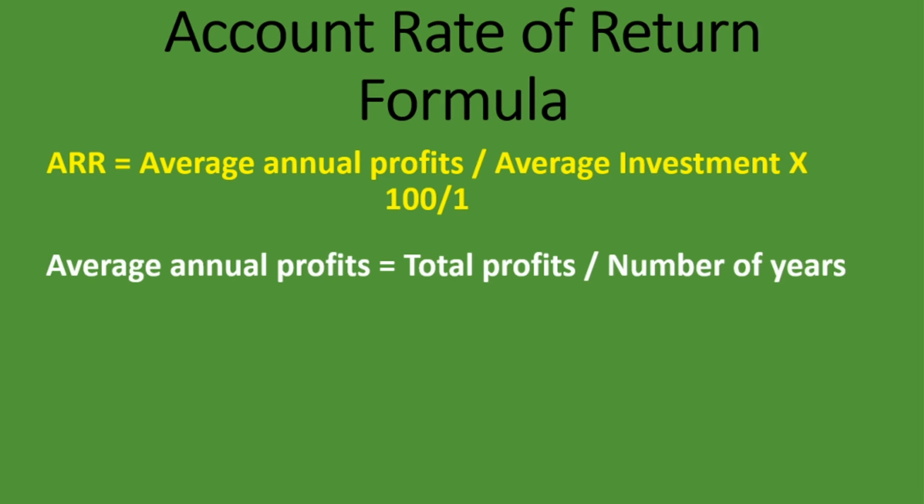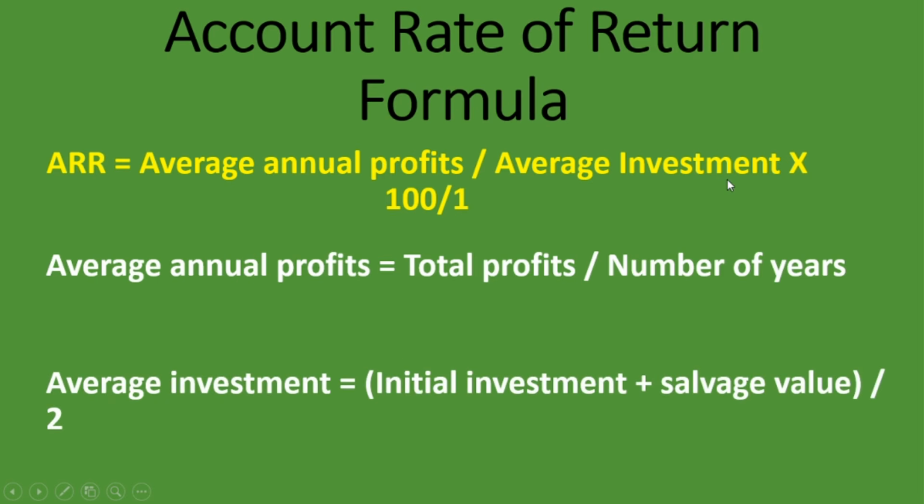Very important also to note that we are talking about profits here. We are not talking about cash flows. So you may be given cash flows and you may be given profits as well. You must remember that you use profits. That is what the accounting rate of return uses. And then how do we get our average investment? We take the initial investment, that is the required investment at the beginning, plus the salvage value or the residual value, and then divide that answer by 2 to get the average investment.